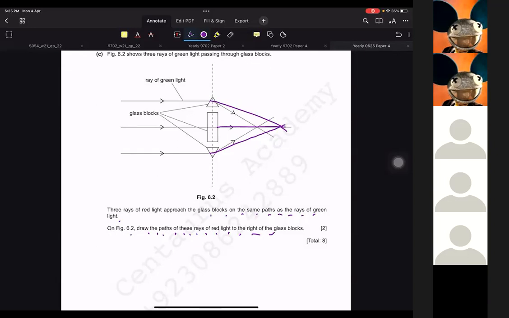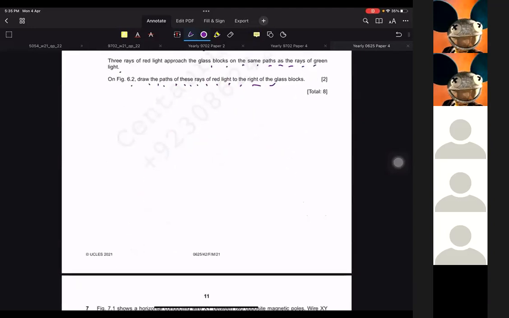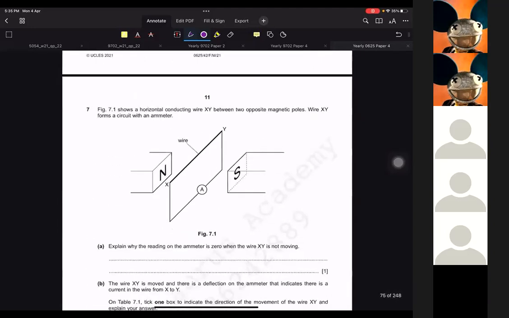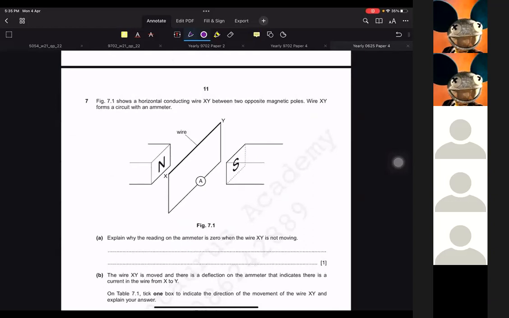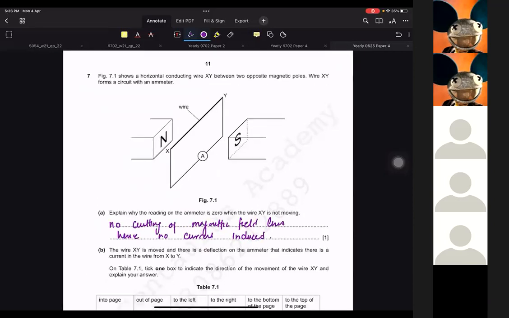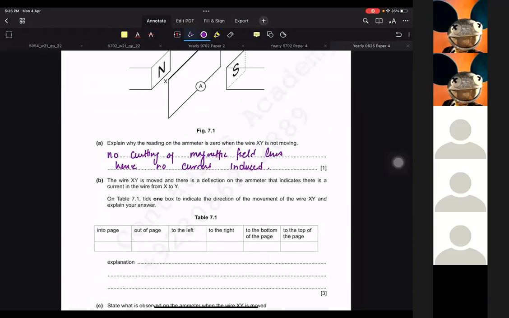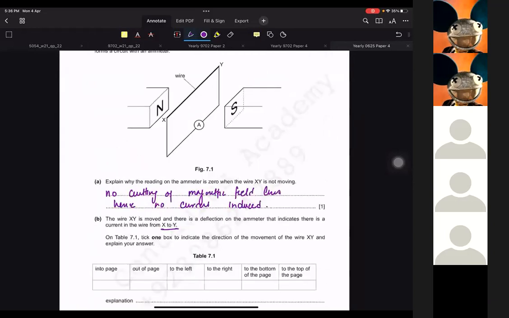Okay, then we see the next question, which is this. Explain why the reading on the ammeter is 0 when the wire is not moving. When the wire is not moving, you're going to write: no cutting of magnetic field lines, number 1. Hence, no current induced. So it should keep on cutting, right? Then it says a wire is moved and there's a deflection of the ammeter, indicating there is a current in the wire from X to Y. And this is the current right here.